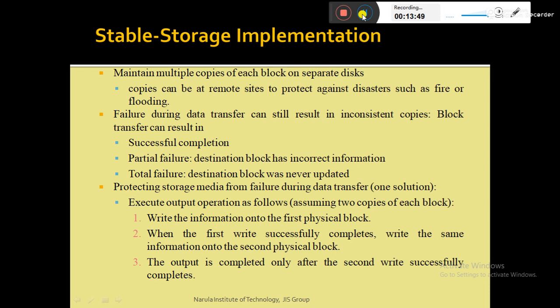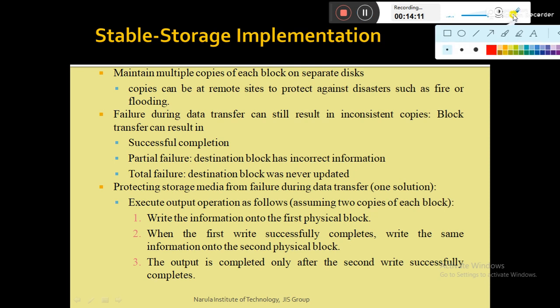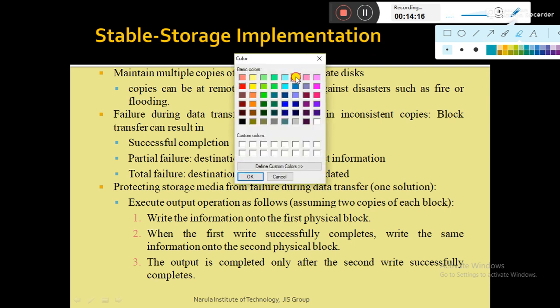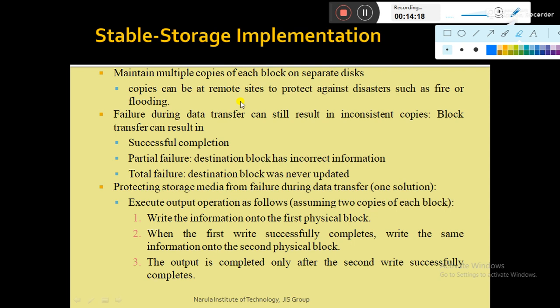So how do we implement the stable storage concept? To implement stable storage, we have to maintain multiple copies of each block or each data item on separate disks. That means we have to maintain multiple copies of each data item on multiple disks. If we represent it diagrammatically, suppose we have multiple hard disks.